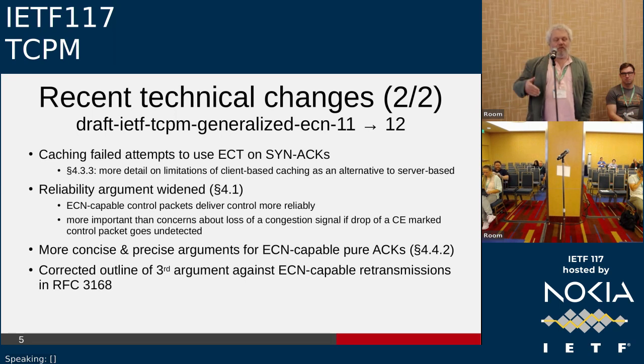Most of this draft is a set of counter arguments against the arguments in 3168 for not using ECN on control packets. And these latest changes just tightened that up a bit and made the arguments more concise, more precise. I wouldn't say the arguments are that concise, though. It's quite long, but we've made it so that the spec of what you do is fairly short, and then there's this long section at the end of all the rationale.